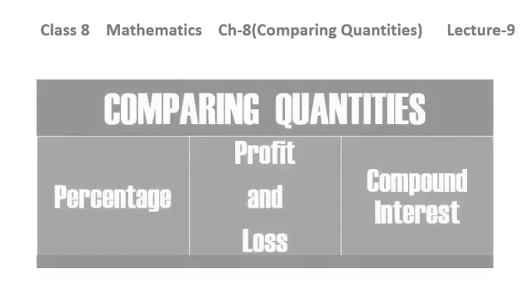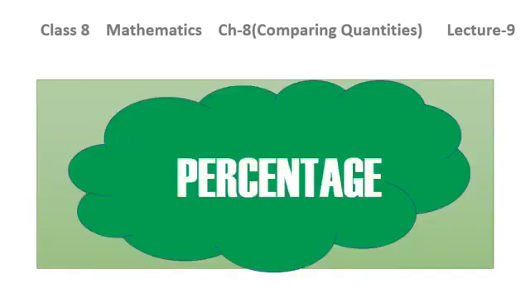Comparing quantities basically consists of three concepts: percentage, profit and loss, and compound interest. All three are subtopics of this chapter. First, we are going to discuss these two parts in this lecture, and then later on we will be discussing the compound interest part. Let us come to the percentage part first.